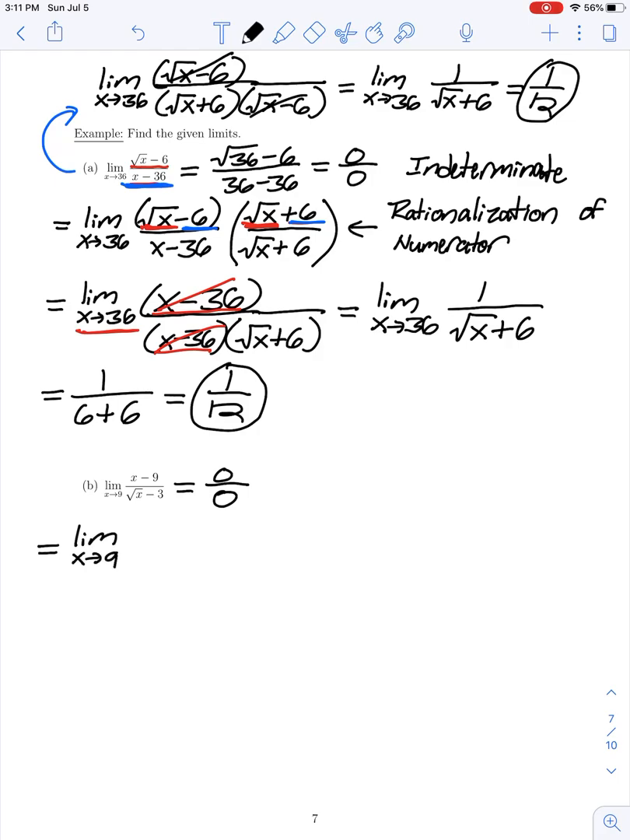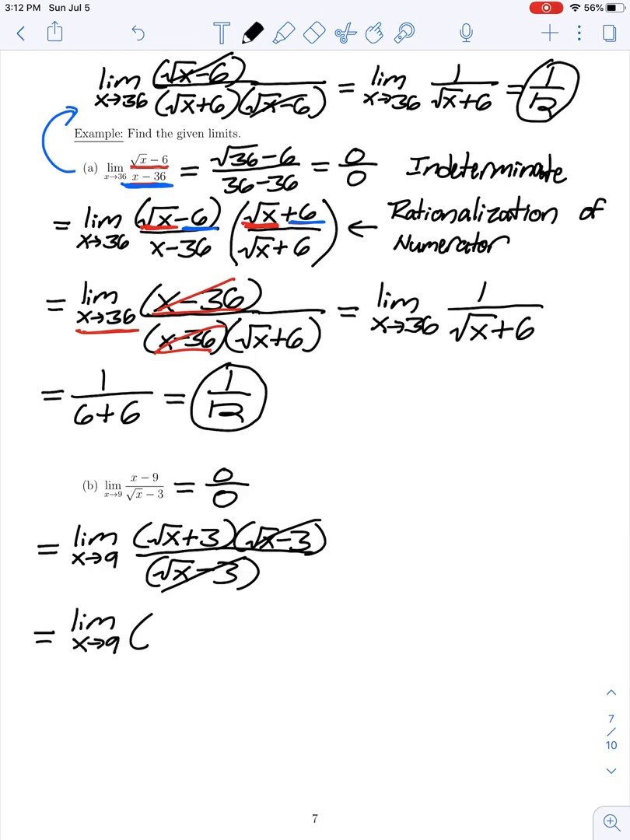Similar to what we saw in part A, we might recognize that our numerator, x minus 9, can be factored as the square root of x plus 3 times the square root of x minus 3. And then we're dividing by the square root of x minus 3. This allows us to cancel a factor of root x minus 3 on top and bottom, and we're left with the limit as x approaches 9 of root x plus 3. Plugging in 9 for x, we have the square root of 9, which is 3, plus 3. So we're left with 6 for our limiting value.